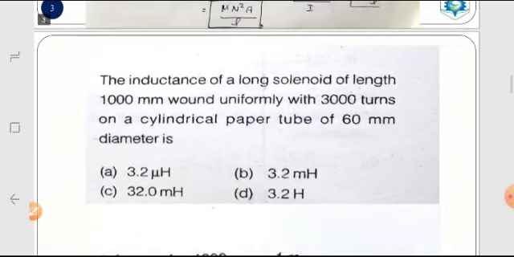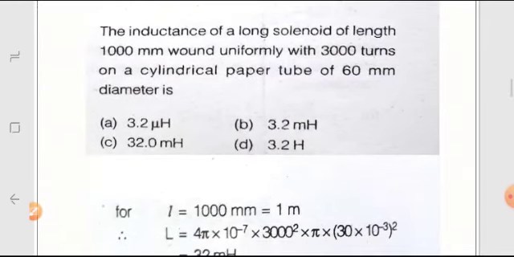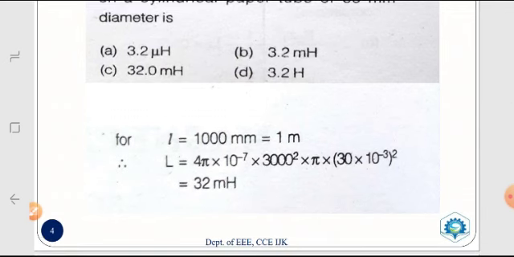Now let us see a simple problem on inductance. The inductance of a long solenoid of length 1000 mm wound uniformly with 3000 turns on a cylindrical paper tube of 60 mm diameter. Four options are given, option A, B, C and D. How to find out that inductance? We will use the same equation, L is equal to mu N square A by l.